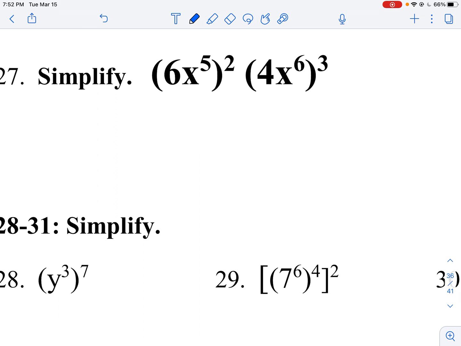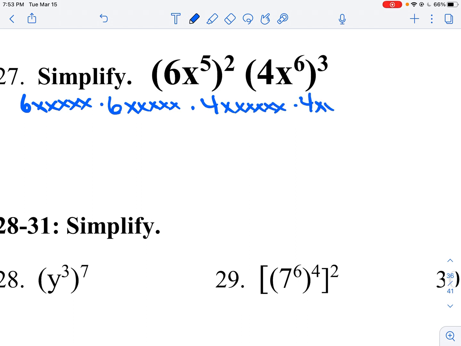This one. So I have 6, 1, 2, 3, 4, 5. 6, 1, 2, 3, 4, 5. 4, 1, 2, 3, 4, 5, 6. 1, 2, 3, 4, 5, 6.